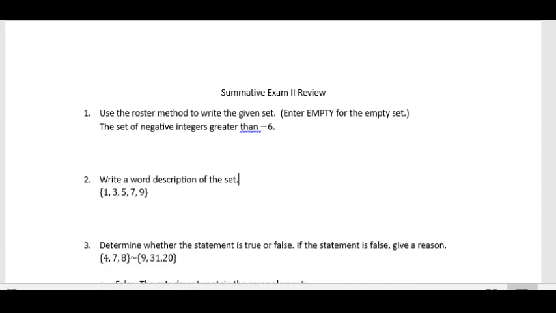Summative exam 2 review. Question number 1. Use the roster method to write the given set. Enter empty for the empty set. The set of negative integers greater than -6.